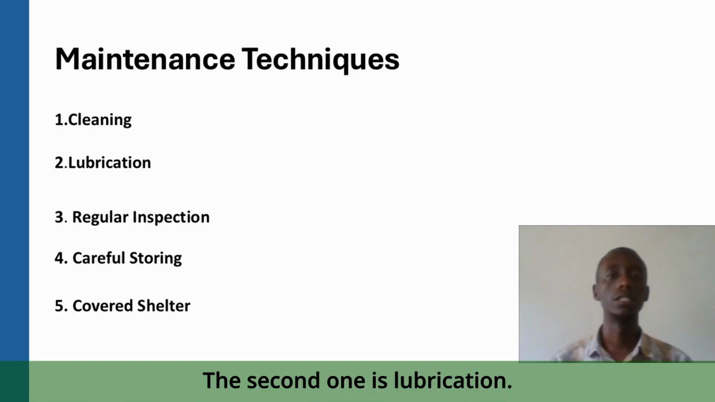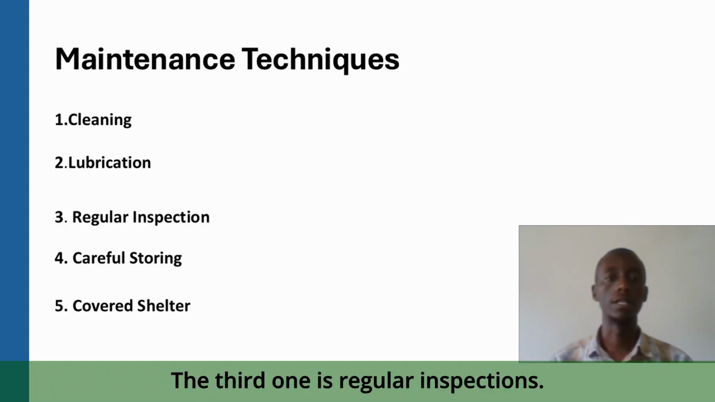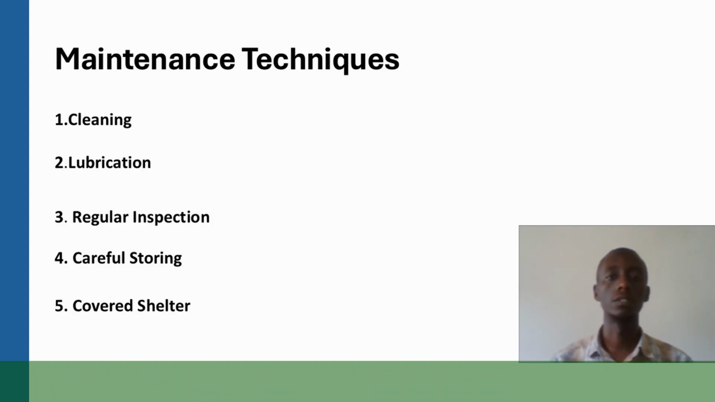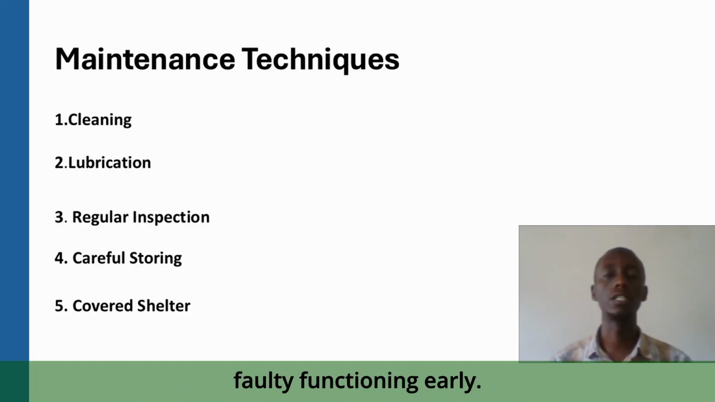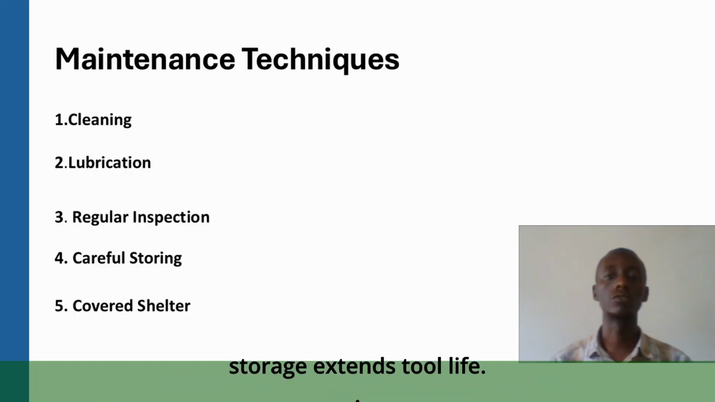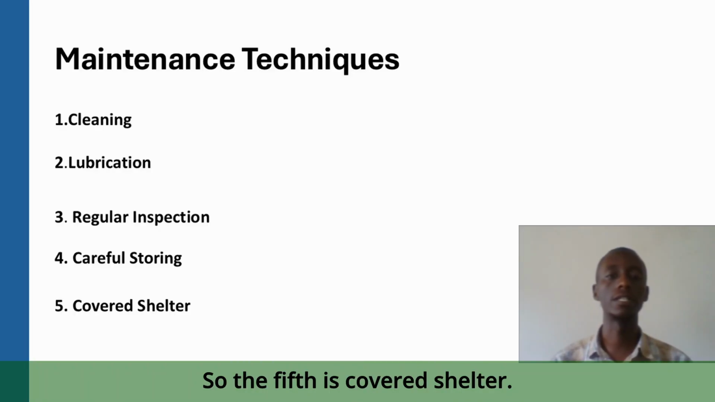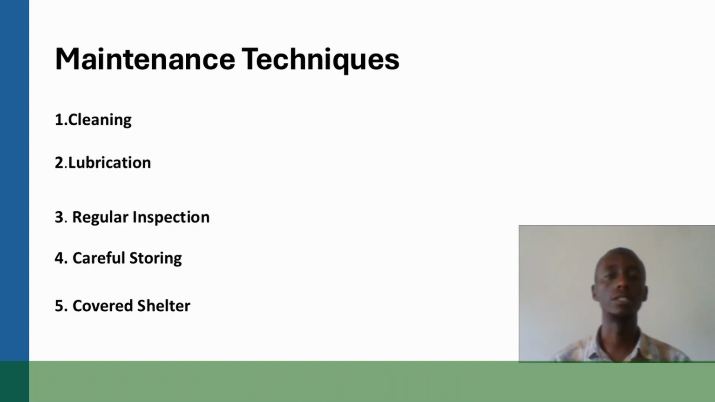The second one is lubrication, which reduces wear and tear on moving components. The third is regular inspections, which detect damage and faulty functioning early. The fourth is careful storing, which means storing properly to extend the tool's life. The fifth is covered shelter, which is very important because it protects from weather and environmental damage.